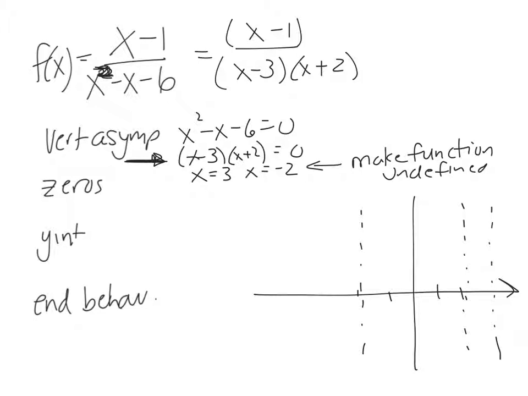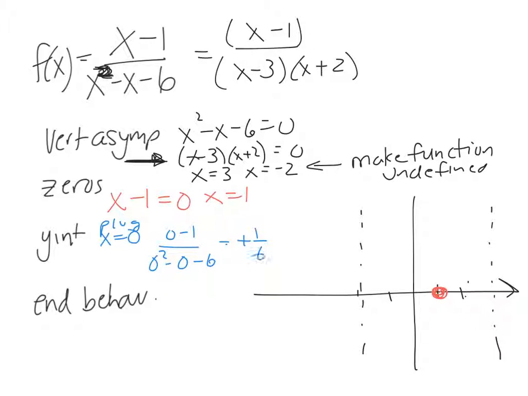Okay, next, how are we going to get the zeros? Top has to be 0, right? x minus 1 is 0, so x equals 1. The only place that this graph can cross is right there. It will not cross that axis anywhere else. What about the y-intercept? We're going to plug in x equals 0, and we get 0 minus 1 over 0 squared minus 0 minus 6, positive 1/6. We're going to cross that y-axis there.